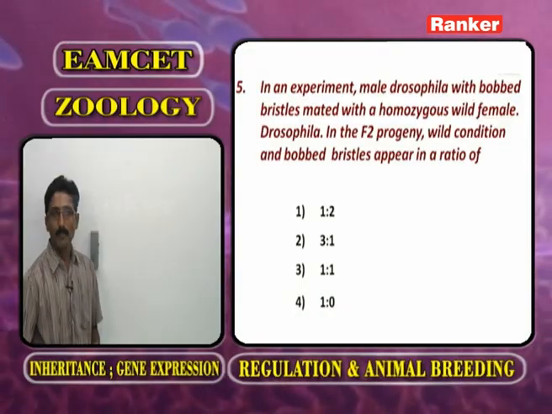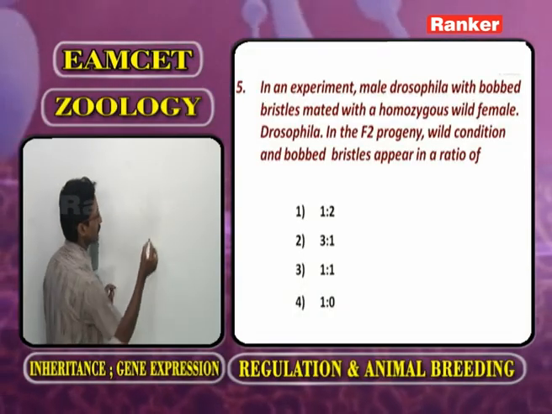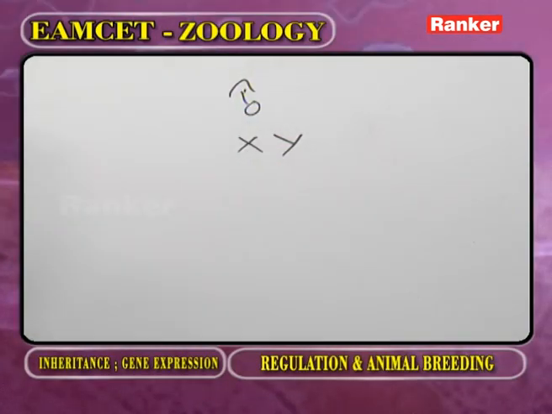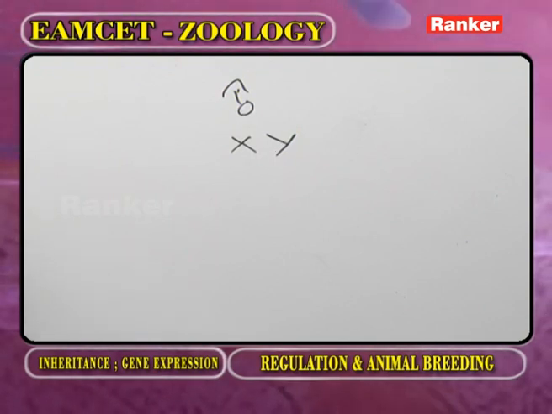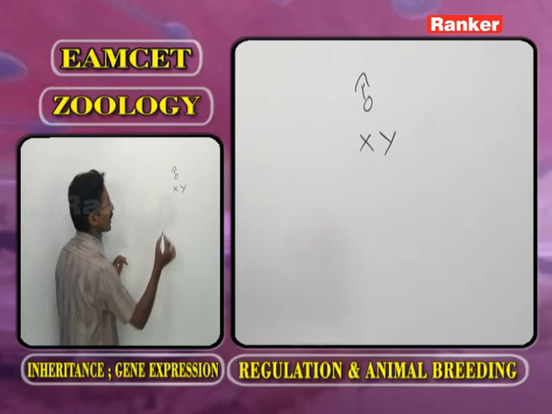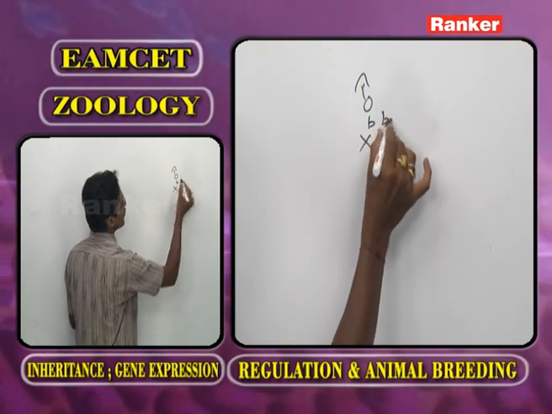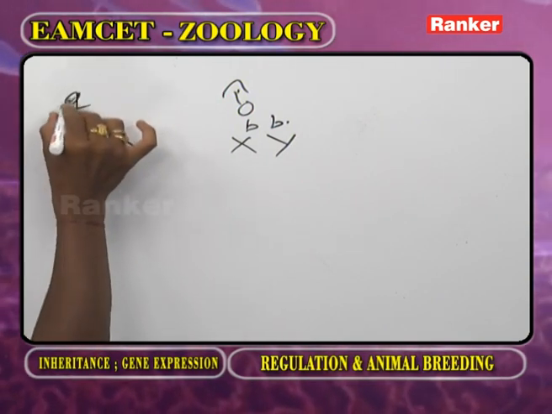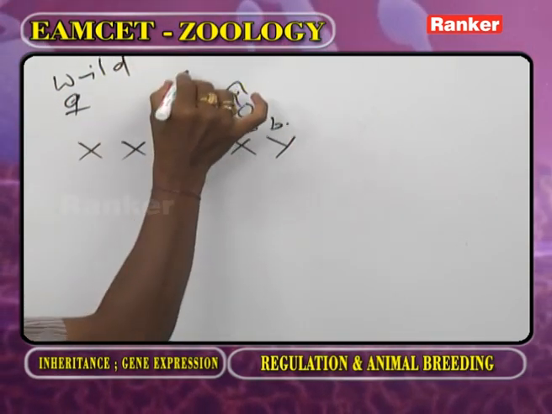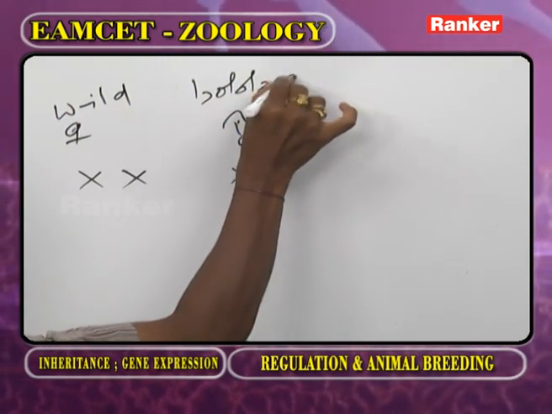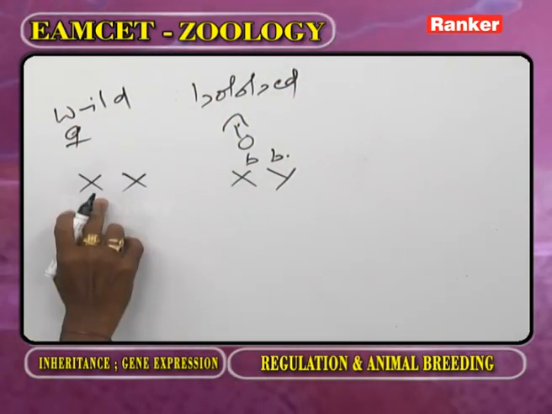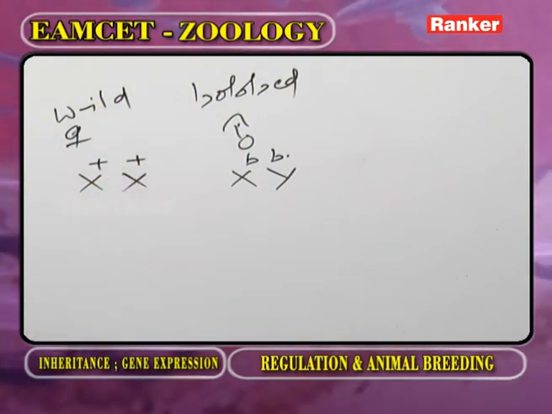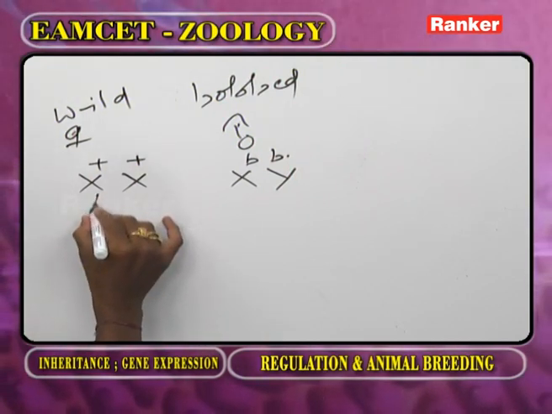Now here the male Drosophila with bobbed bristles. The bobbed bristles are controlled by a recessive gene present on the X chromosome, small b, crossed with the female. The female is said to be wild. The male is said to be bobbed. Now this is the genotype. Now the female is wild, that means plus plus. Okay, we go for the cross.